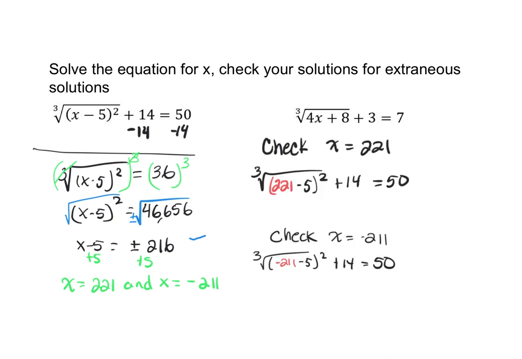So all that means is I took my two answers and I plugged them in for x in my original equation. And now I'm going to simplify to see if in fact the left side is going to equal 50. So in this case, both answers check out. They both equal 50. Therefore, the solution to the problem would be x equal to 221 and x equal to negative 211.